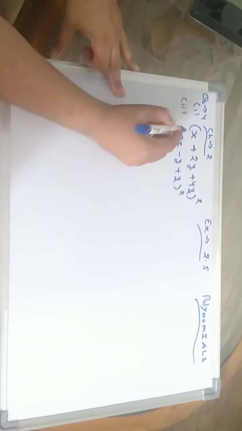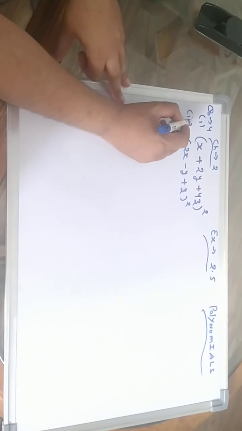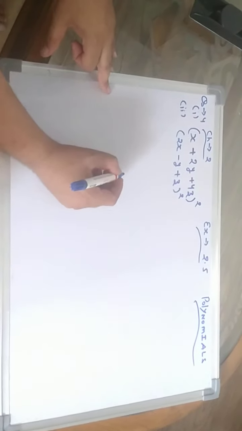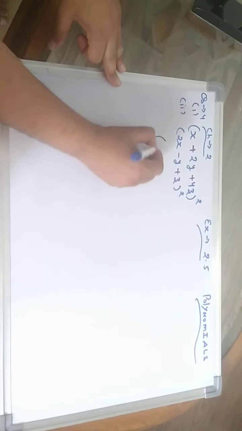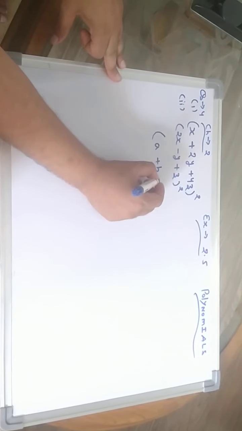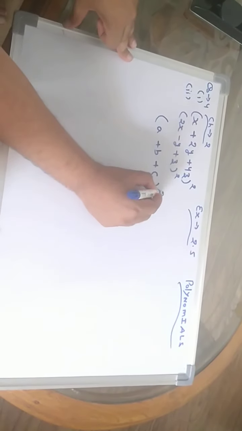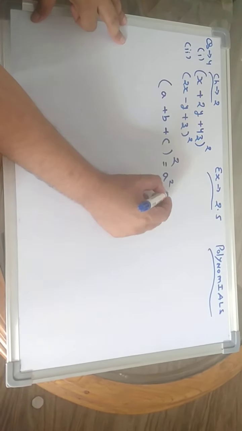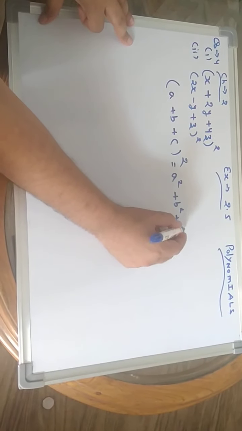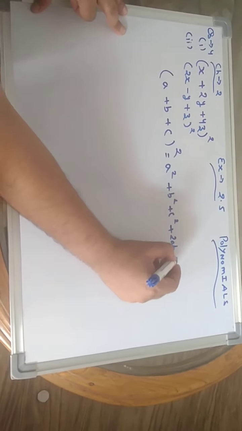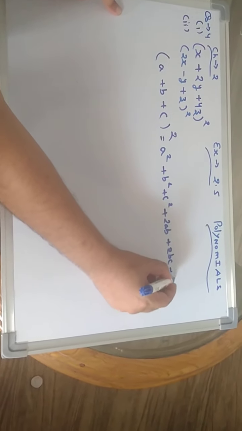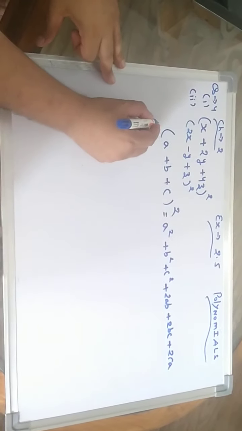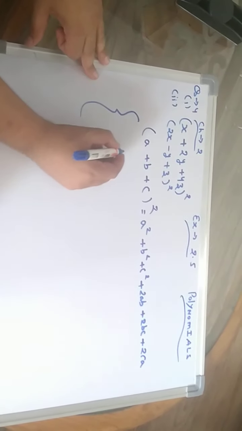Today we will solve question number 4, first part and second part, of exercise 2.5. Last time I explained the formula of (a plus b plus c) whole square. It is a square plus b square plus c square plus 2ab plus 2bc plus 2ca. When we solve these types of questions, we must be familiar with some fundamental algebraic rules.